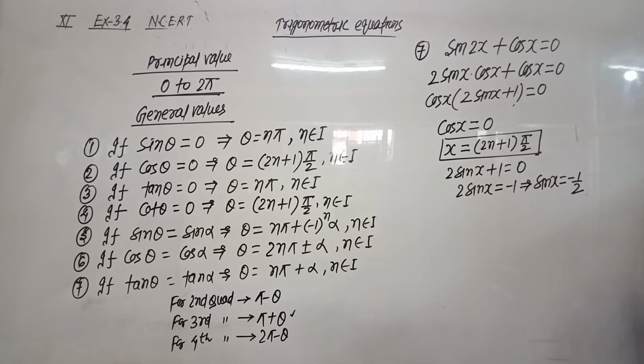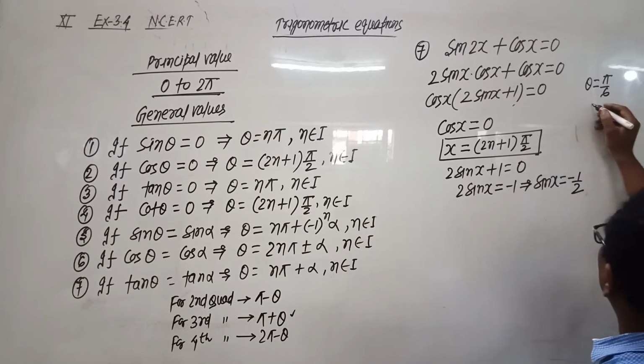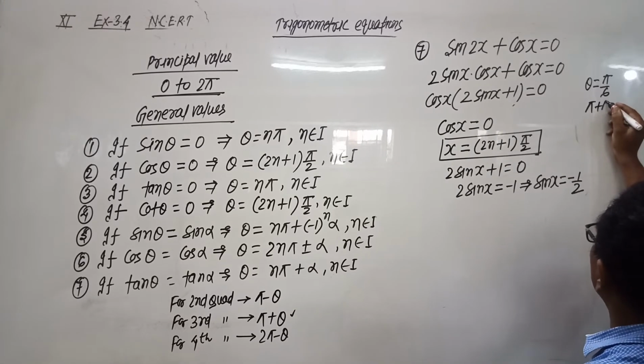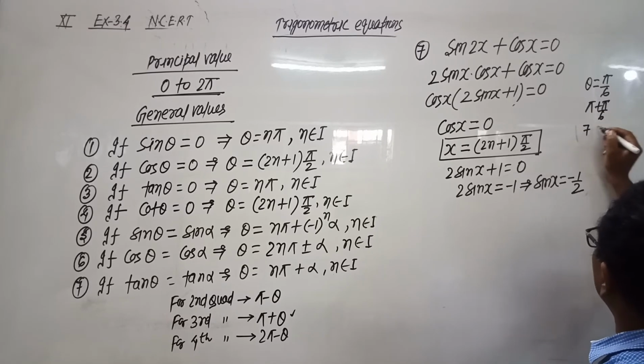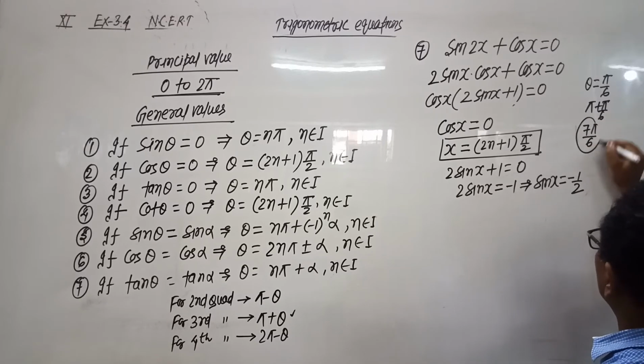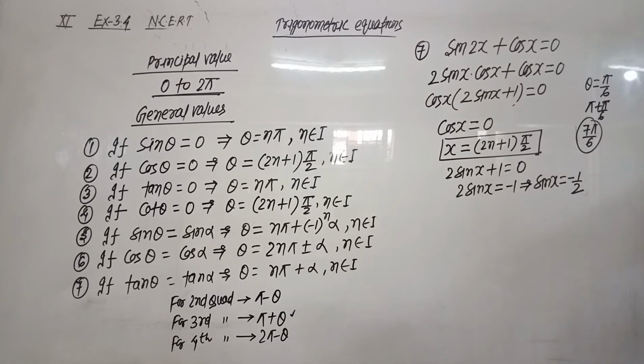So firstly we will have to find the principal value of sin x in 3rd quadrant and in 4th quadrant. So for this we take the positive value, sin x equals to plus 1 by 2, and 1 by 2 means sin 30 degrees. So we get the value of theta is 30 degree. 30 degree means pi by 6. Now for 3rd quadrant we use the formula pi plus theta, means pi plus pi by 6. So we get 7 pi by 6. This is the value in 3rd quadrant.